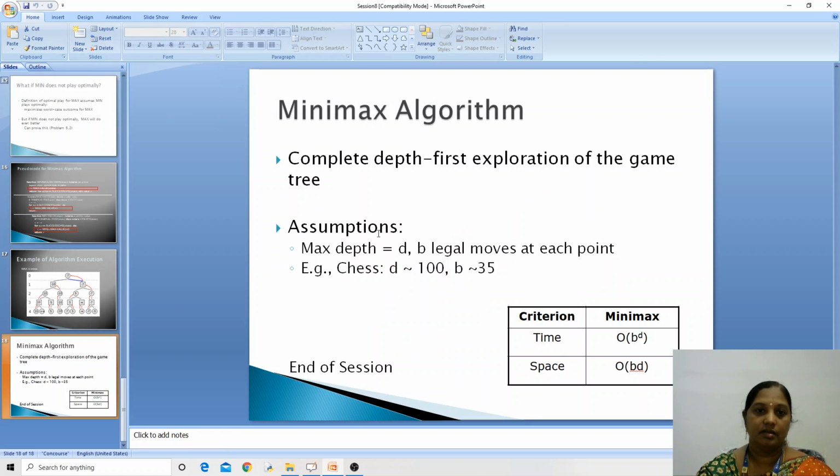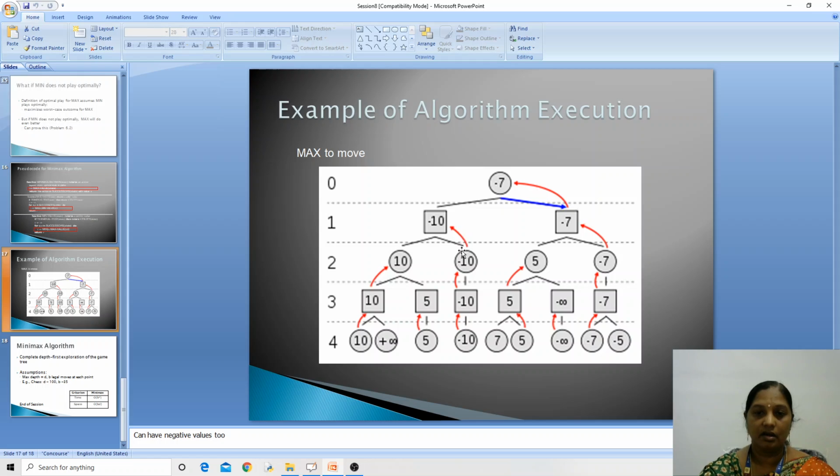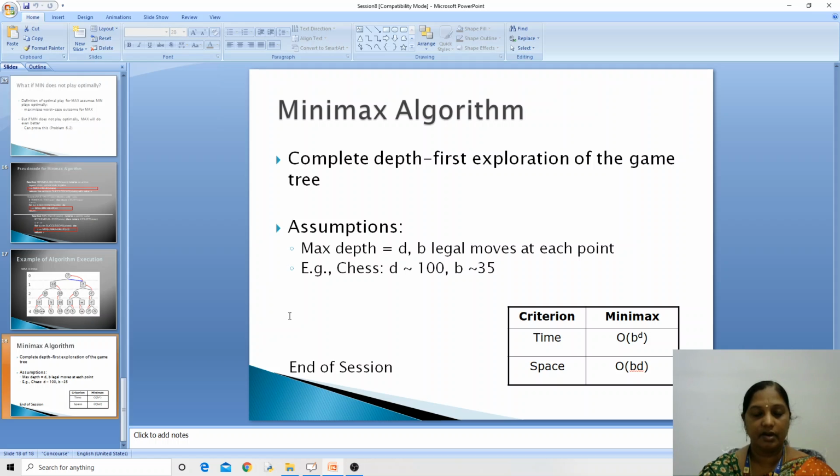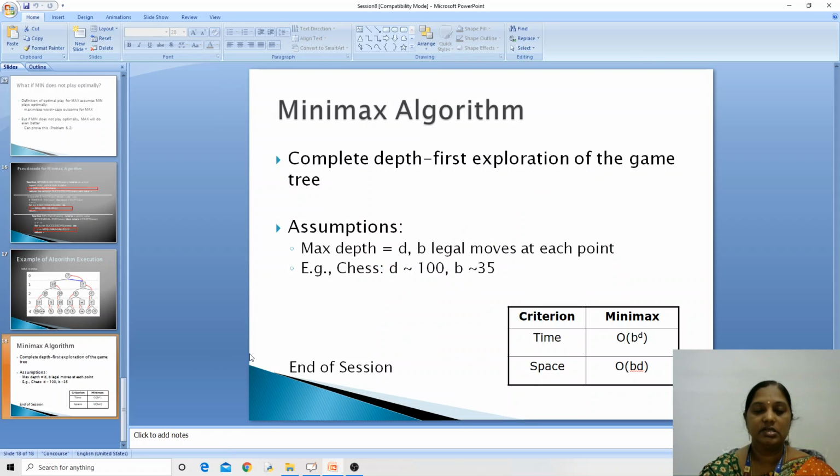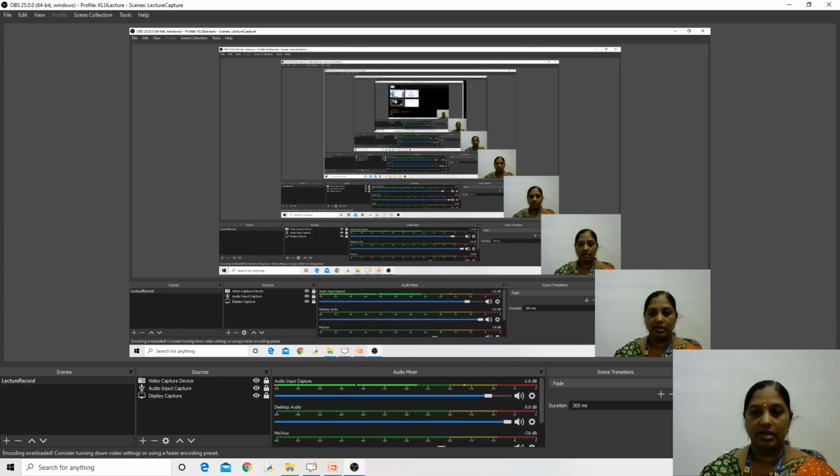Next, the Minimax algorithm is a complete depth first exploration of the game tree. As I told you, Minimax completely depends upon depth first. And here the time complexity is big O of b to the power d, and space complexity is big O of bd. The main drawback of the Minimax algorithm is that unnecessary searches go on, so it will take more time to give an optimal solution, because it is searching every path. To reduce this drawback, we are going for the next algorithm, alpha beta pruning. In the next session, we are going to discuss alpha beta pruning.